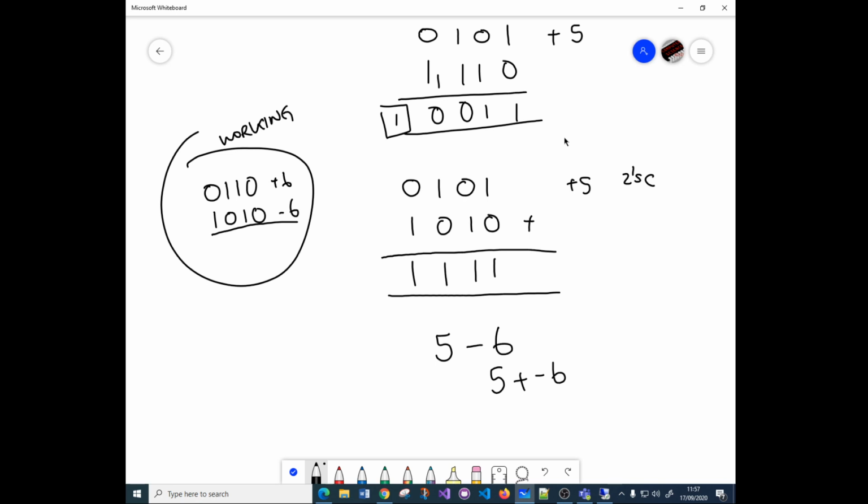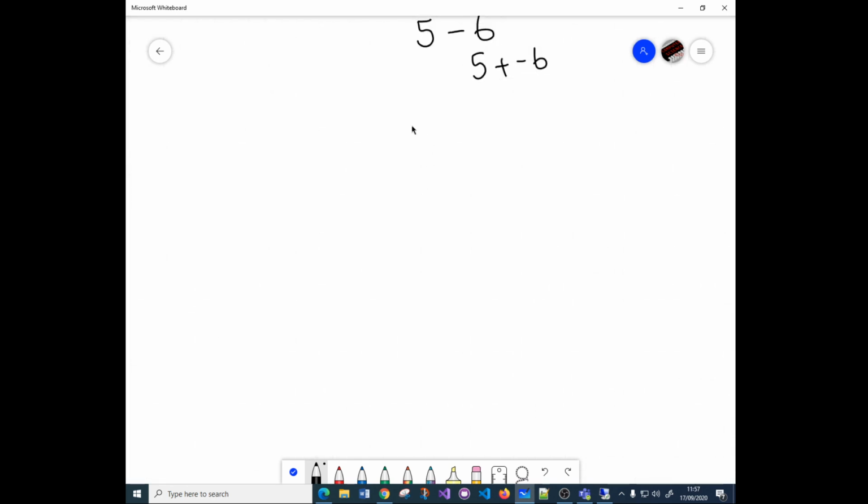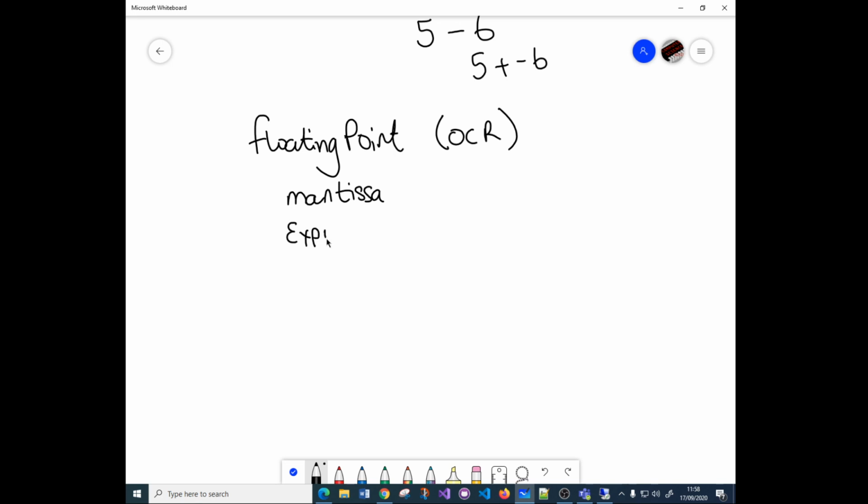Okay, right. The reason the 2's complement stuff is important is because of floating point. Probably your favourite. Remember this isn't really floating point, this is OCR floating point. Floating point is not like this at all. So this is floating point OCR, where we have, and again, keywords, mantissa and exponent. So the mantissa is the detail of the number. What does the number represent? And this is the size of the number.